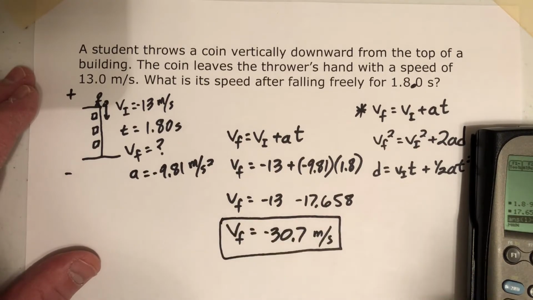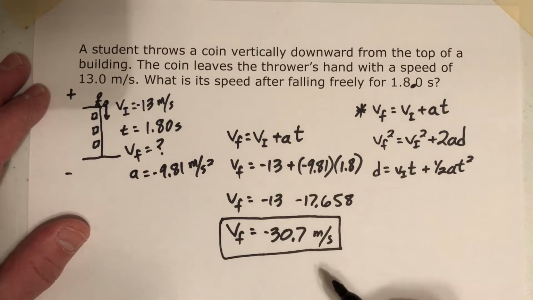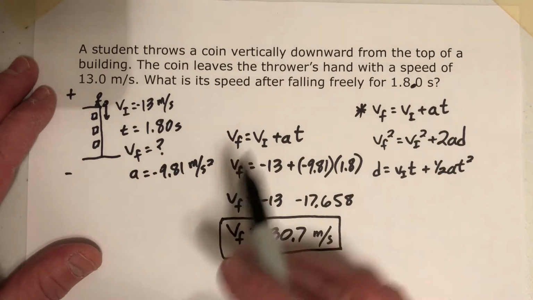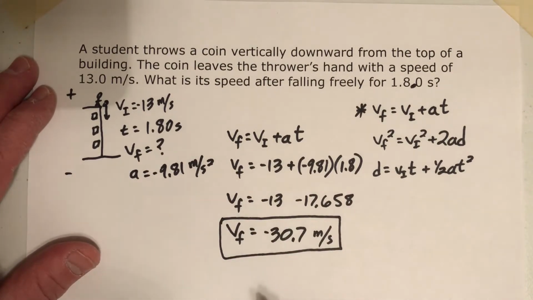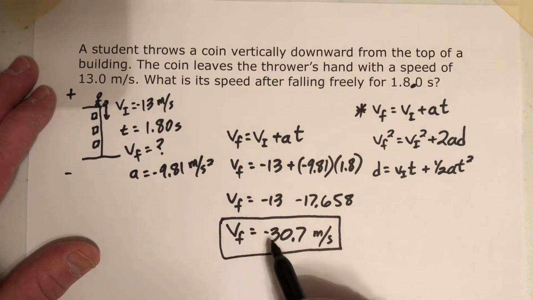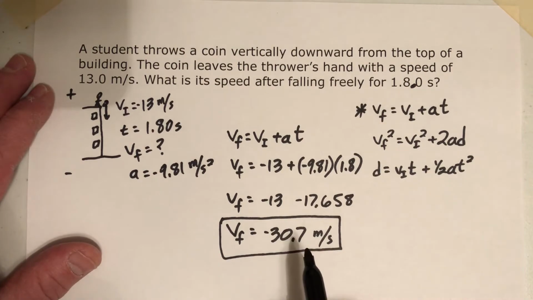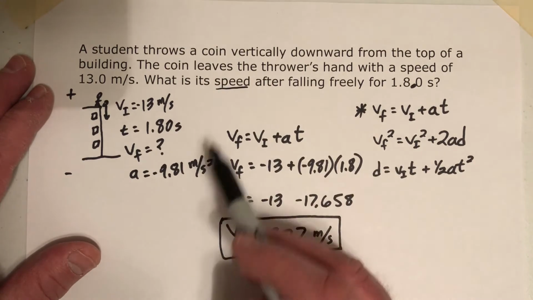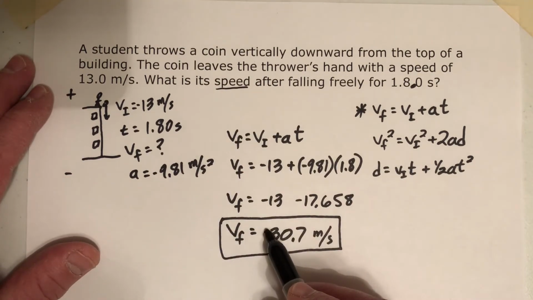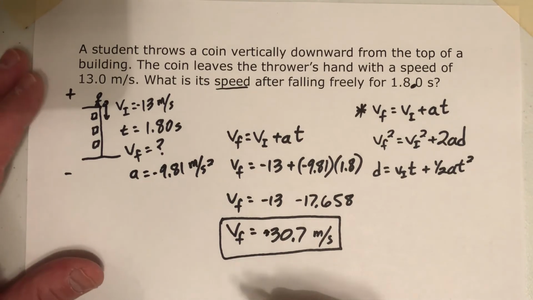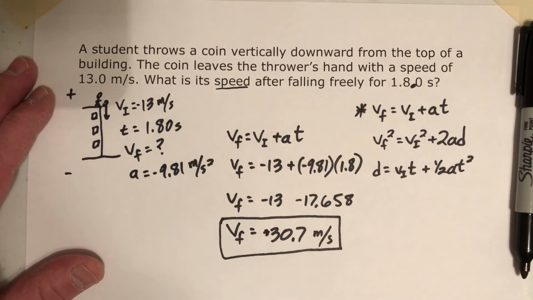Now, these questions are multiple choice, so you want to make sure that the answer you choose is as close to this as possible, because there could be some differences in terms of rounding or something along those lines. So if you choose the answer that's closest to negative 30.7, you'll be good. Oh, one last thing is it says what's its speed. Speed is not a vector, so we can throw the negative out. So you can just say 30.7. But the correct answer would be negative 30.7 for velocity.